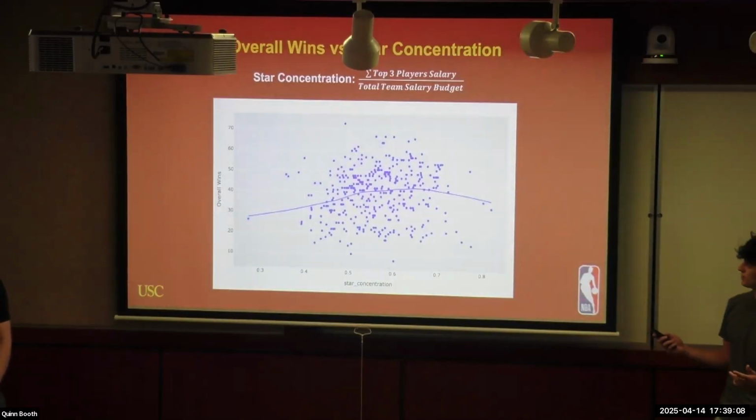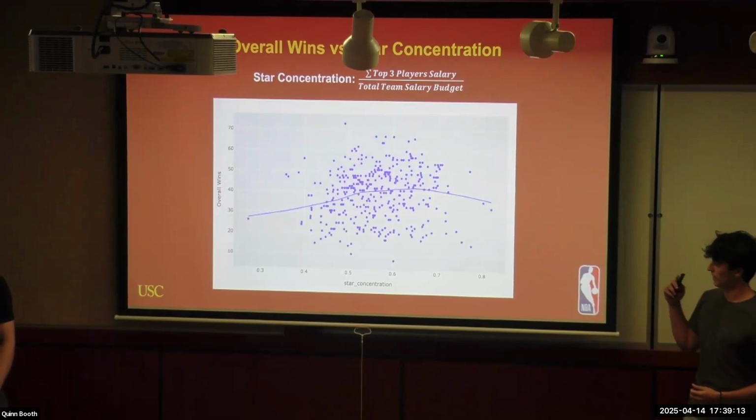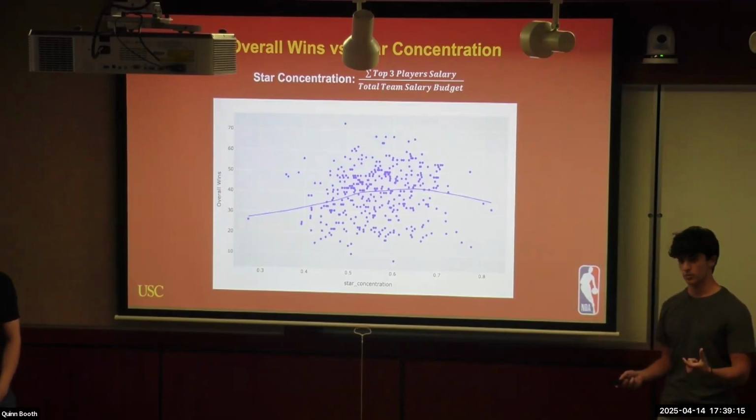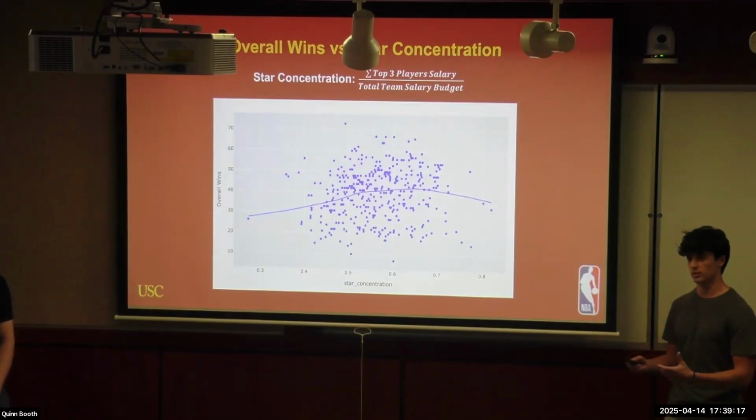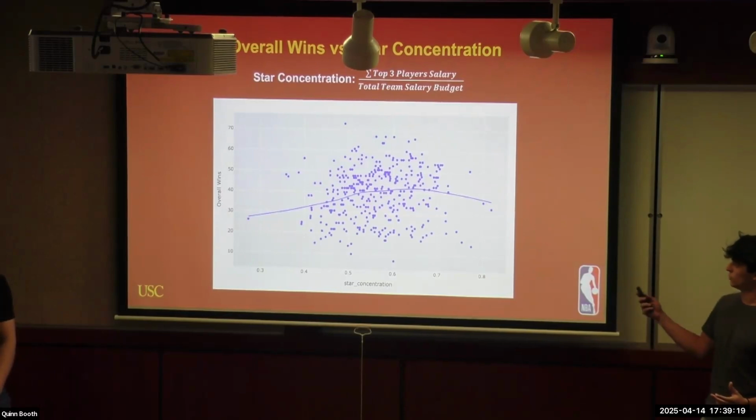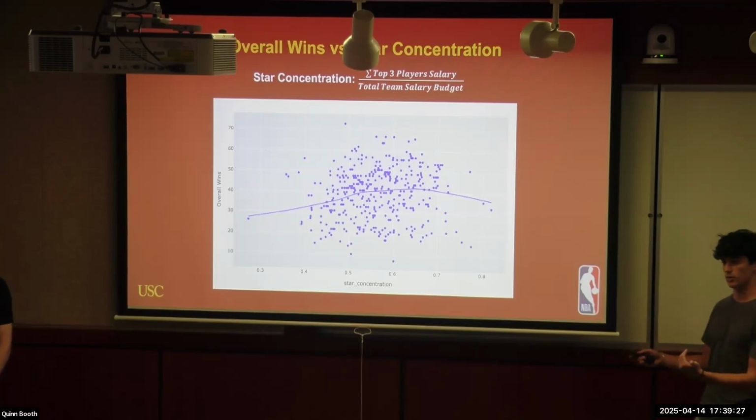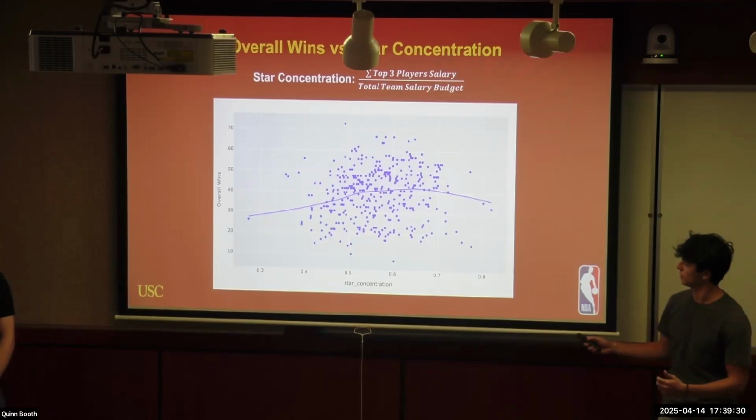And when we plotted this, we found that there was no correlation. No matter how much you spent on your top three players or how little you spent on your top three players in comparison to the rest, there was no correlation with the number of wins that you got. And this was very interesting because, as we'll see later, we compared this to wealth, and you'll see the differences in how that ends up.